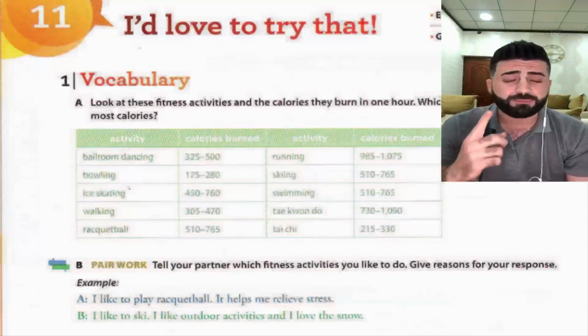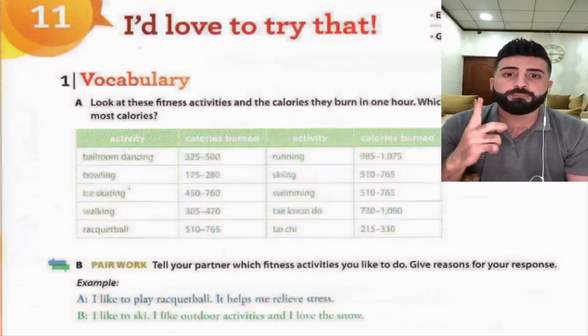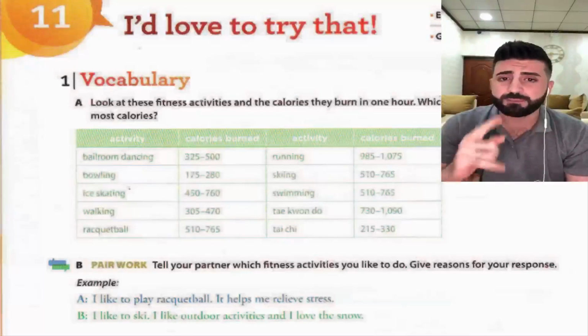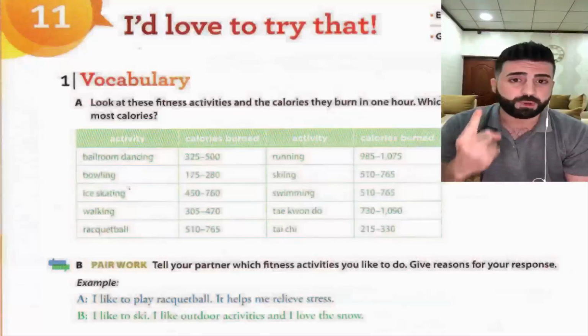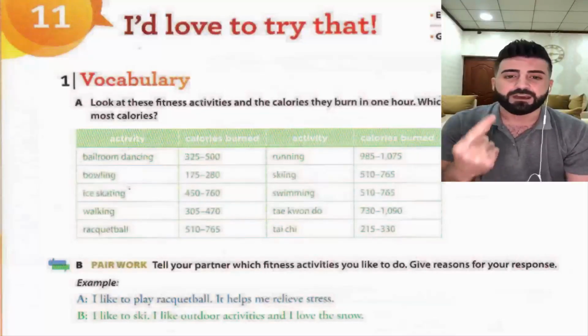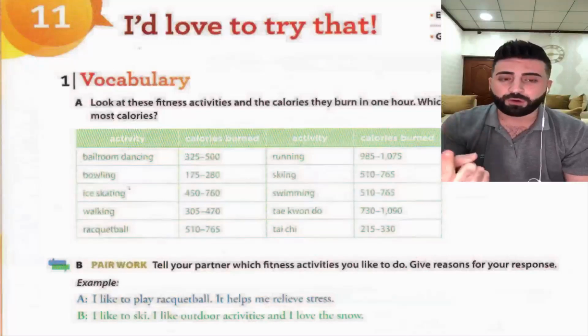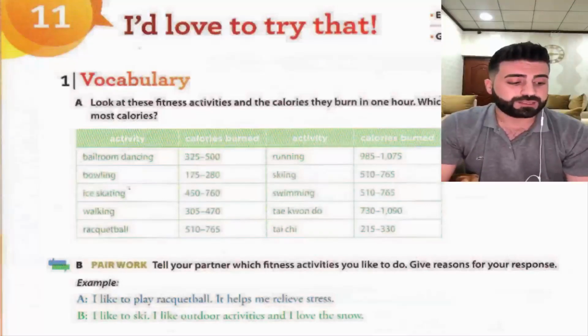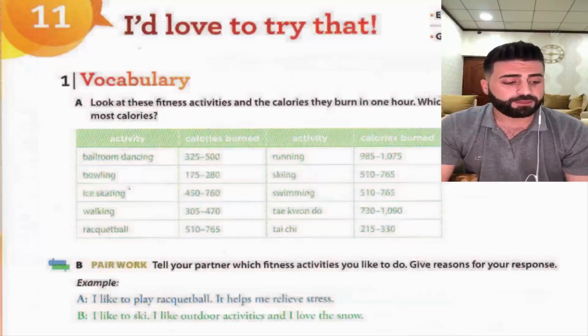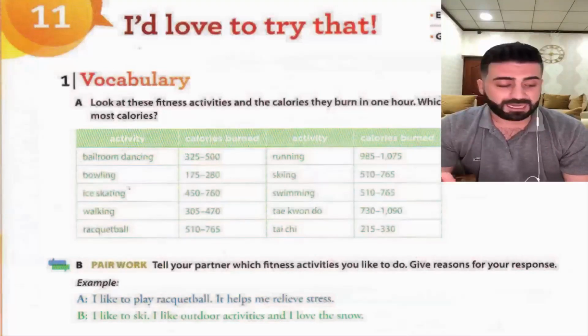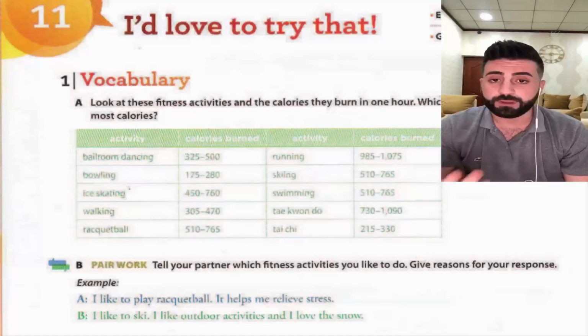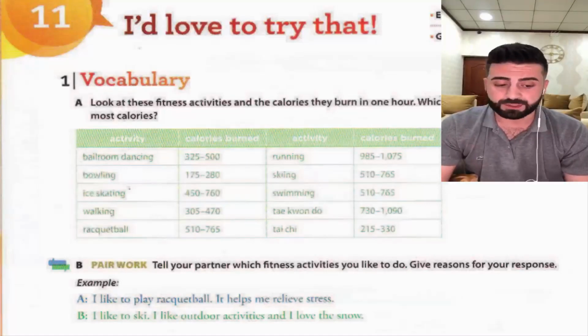By the way, some people make a common mistake. They say per an hour. You cannot say per an hour because when you say per, it means in. Per hour, not per an hour. So they say, now they burn in 1 hour. Which activities burn the most calories? Now let's check them out.